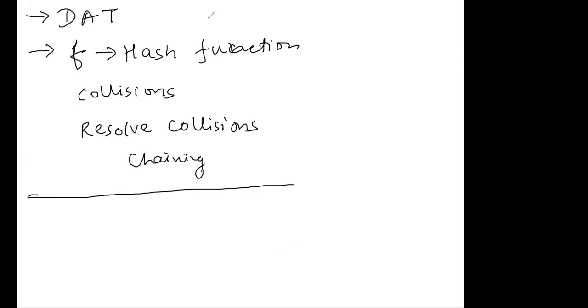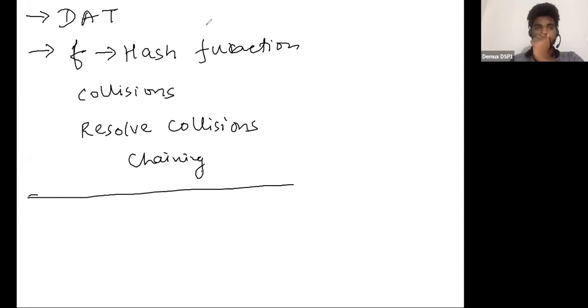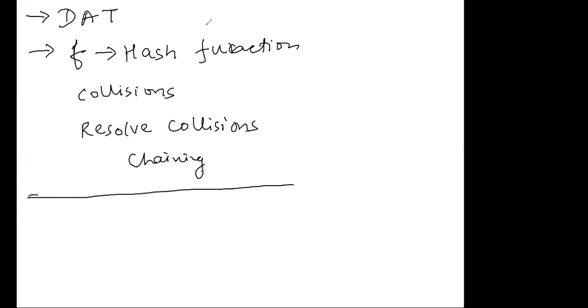Sir, am I audible? Yes, you are. In chaining, you say the hash function gives the same location to both elements. Right. But when we store it in the linked list, how do we know the exact position in the linked list, like the first element of the linked list, the second?